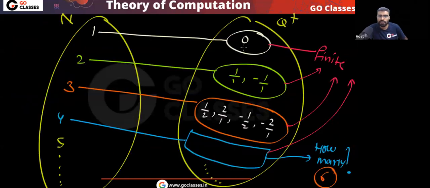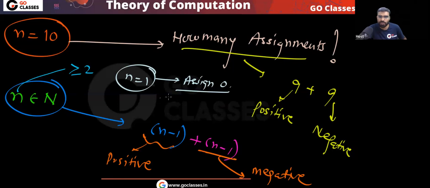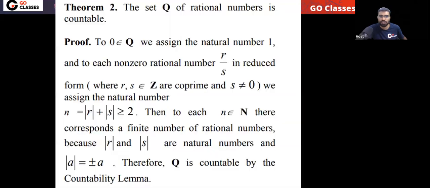And you can notice, to n equal to 1 you assign 0. So finally, I can say Q, the set of rational numbers, is countable. So this is the proof. You can see in this research paper that this simple proof is given.